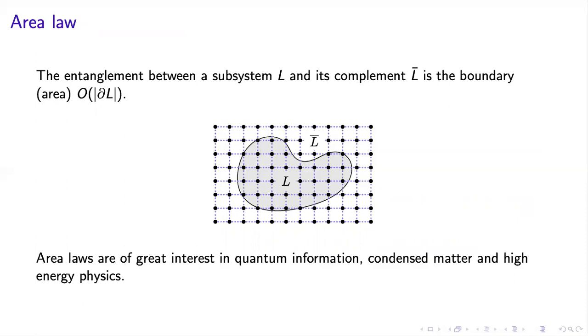For instance, for a random state, we have a volume law. But for many physical states, we have an area law. So in this sense, many physical states have low entanglement. The area laws are of great interest in quantum information, condensed matter, and high energy physics.